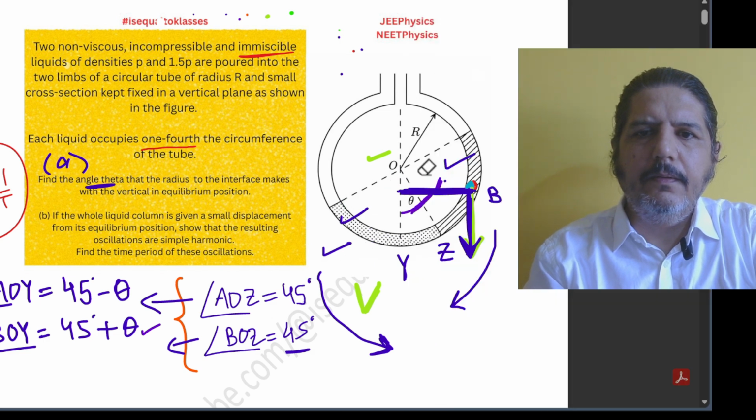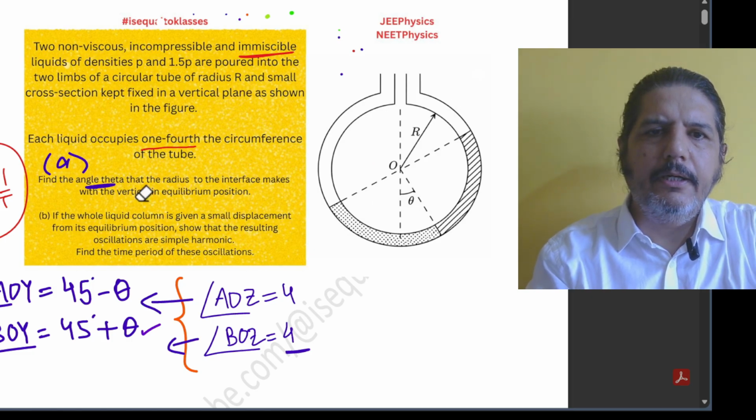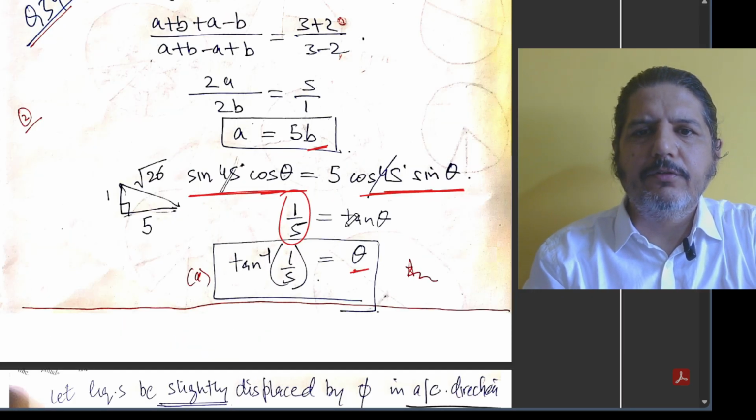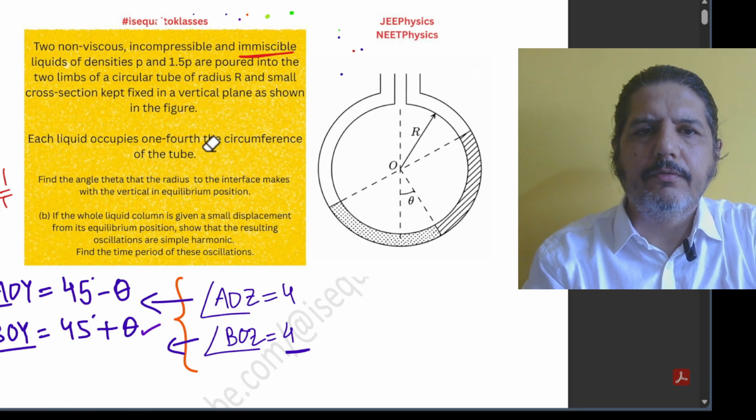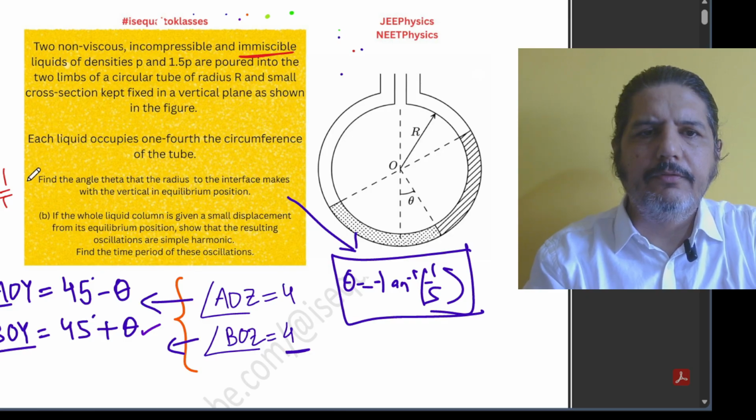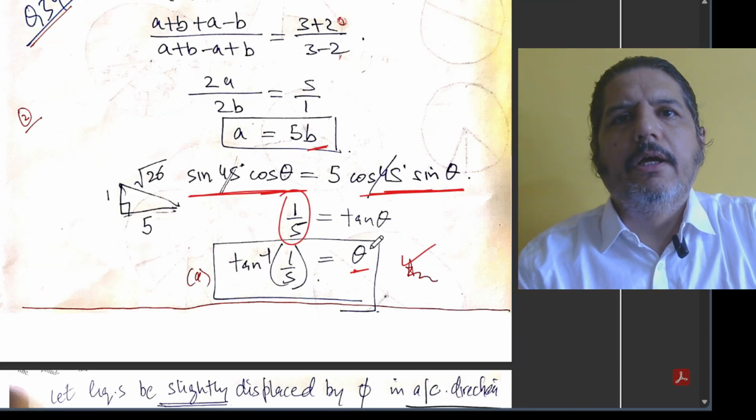Now let me replace all this. So after doing all this, what I have arrived at is that my theta is equal to tan inverse 1 by 5. My theta is equal to tan inverse 1 by 5. So I have done my first part, and now I'll move to the second part.